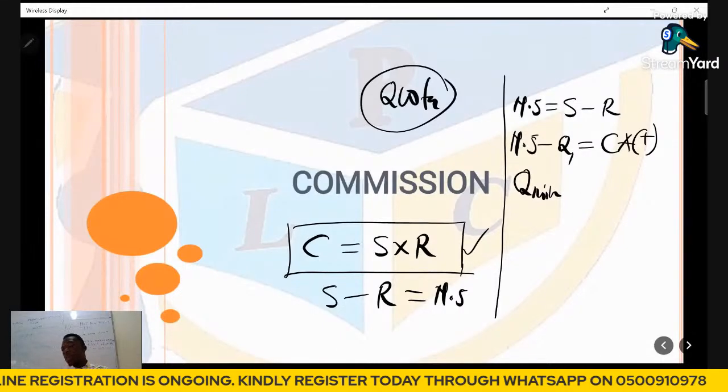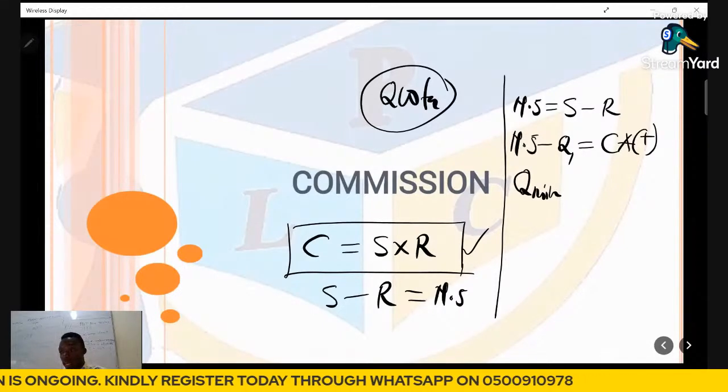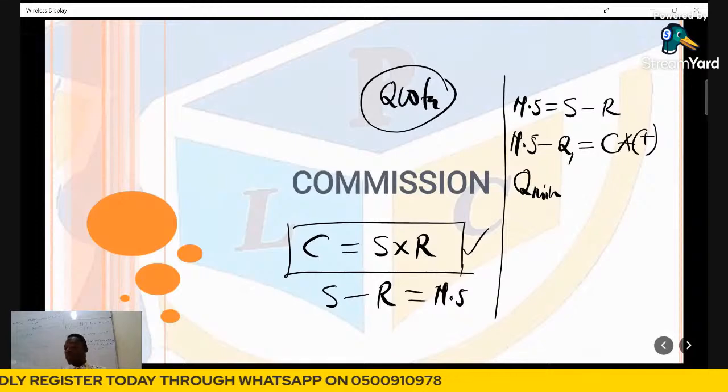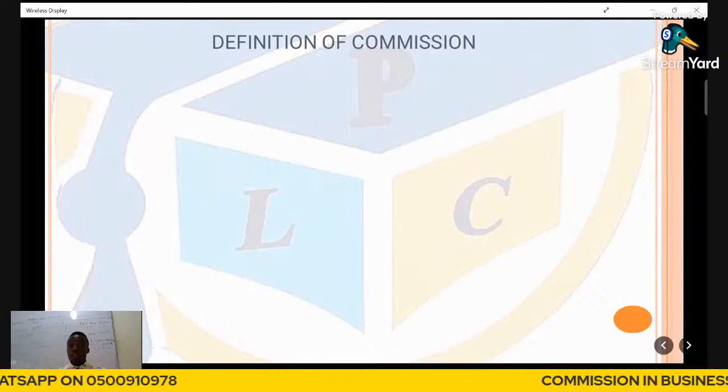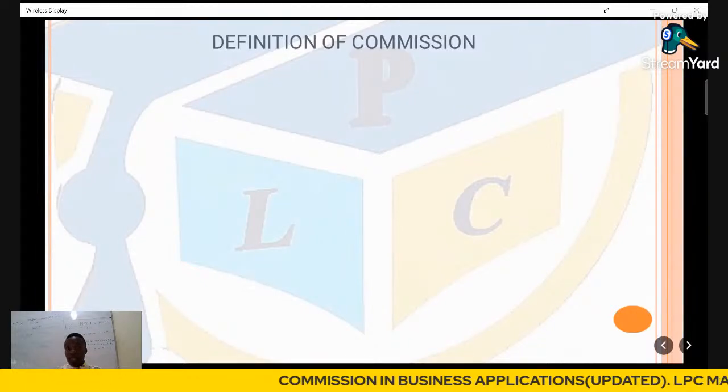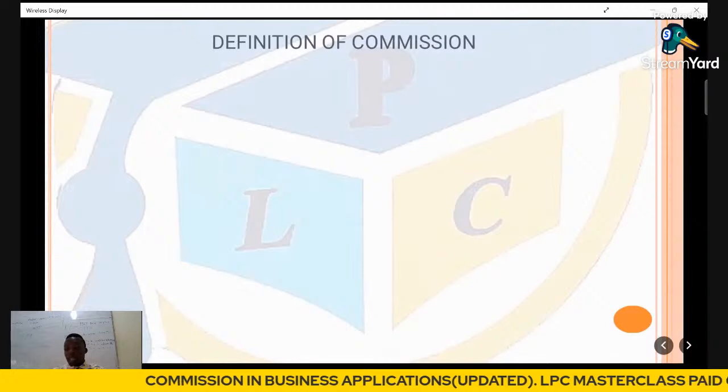Most of the time I represent it as a minimum quota. We have a minimum quota. But we have situations where your employer will limit you as to how you get your commission at the end of the day.